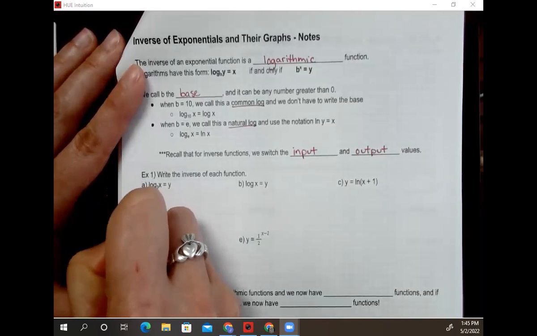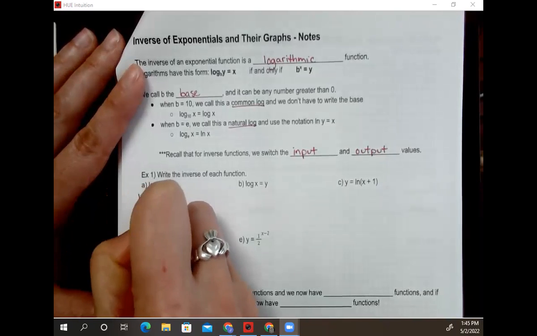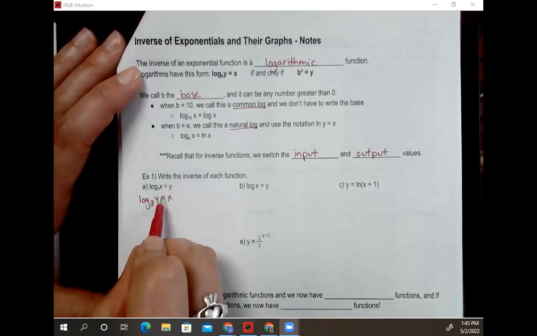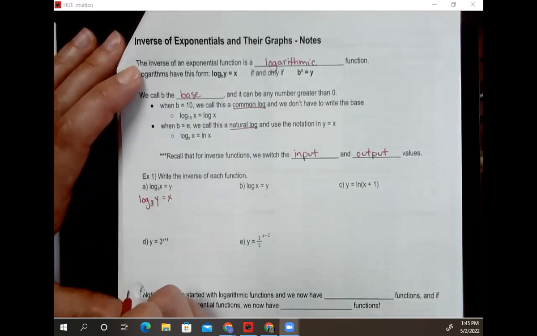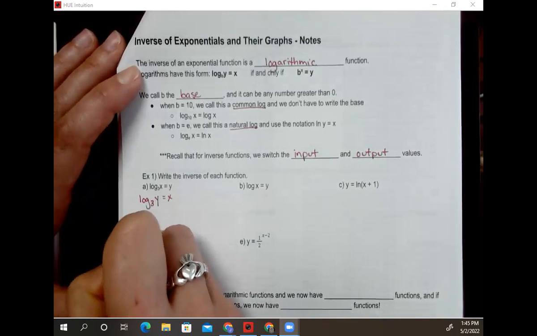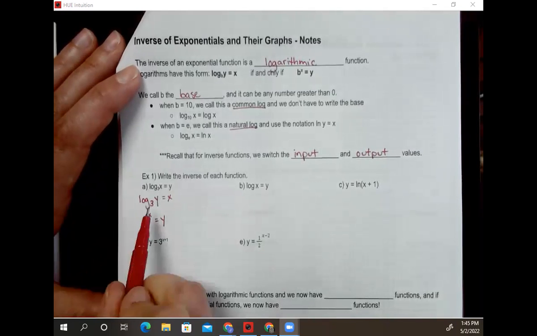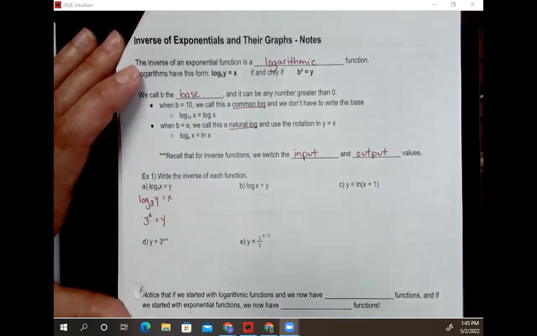So this would be log base 3 of y equals x. And now, in order to get y by itself, I'm going to have to rewrite this in its exponential form. So this would be 3 to the x equals y. So the inverse of my log function gives me something exponential.